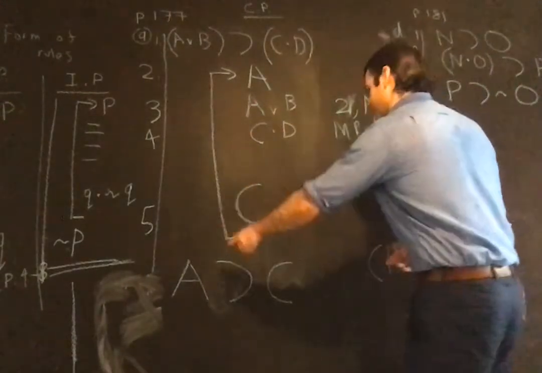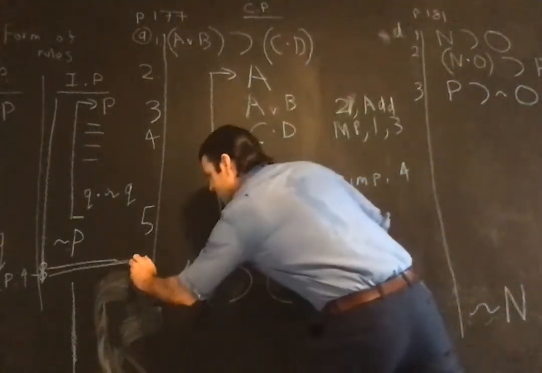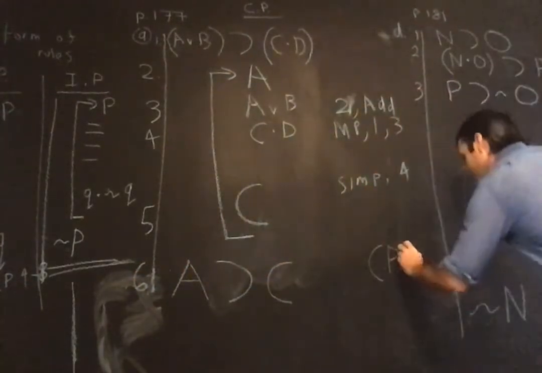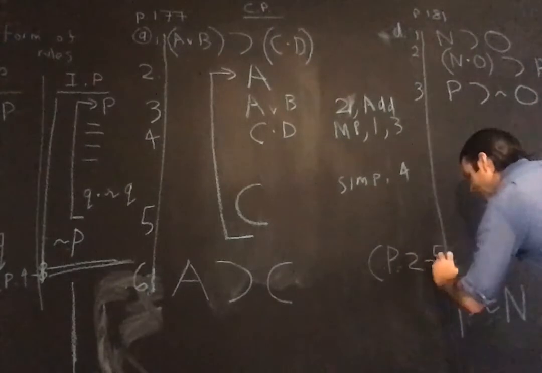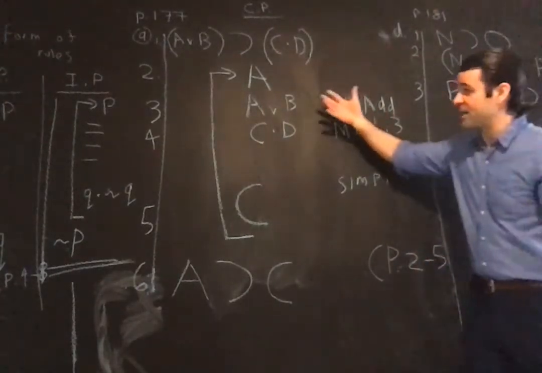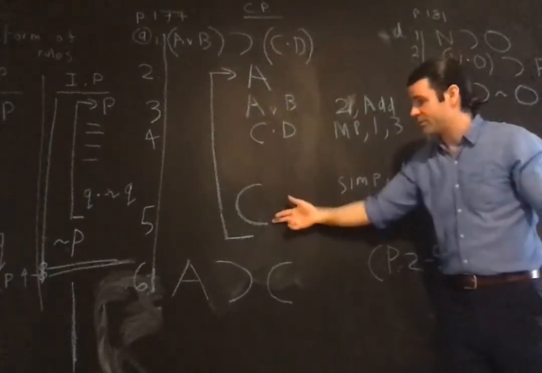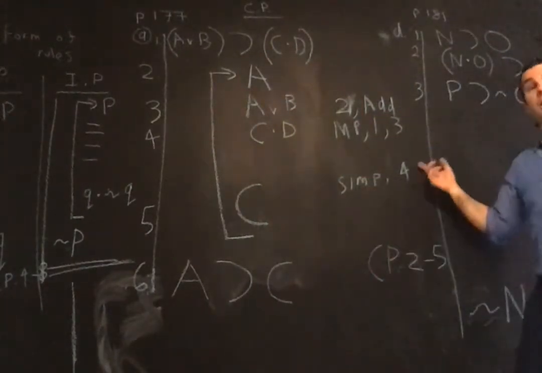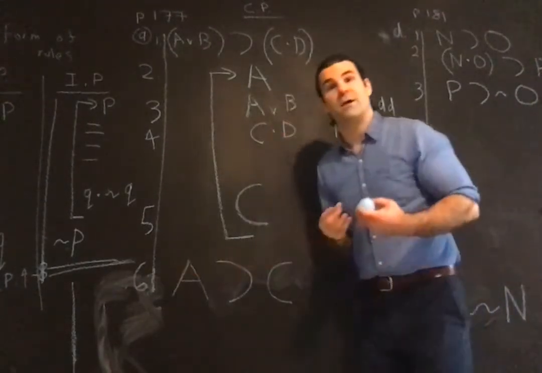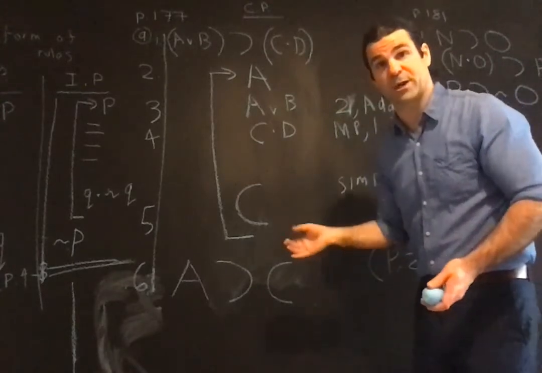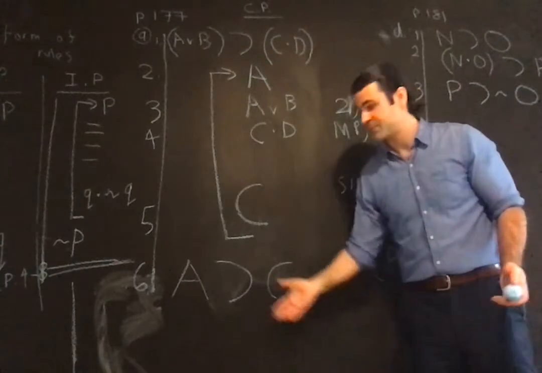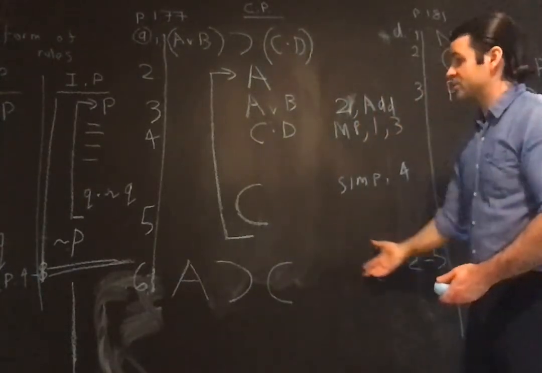So 1, 2, 3, 4, 5. Step 6 is my conclusion, A hook C, conditional proof, 2 through 5. I cite the entire subproof from the assumption through to the conclusion, and that's it. In step 6, when I move away from the subproof and back to the main line, I am discharging my assumption, right? I've got my formula, that's it. We're done. A hook C, conditional proof, okay?